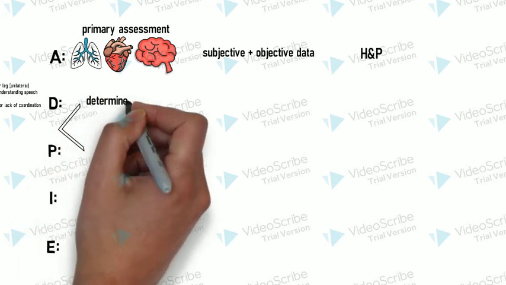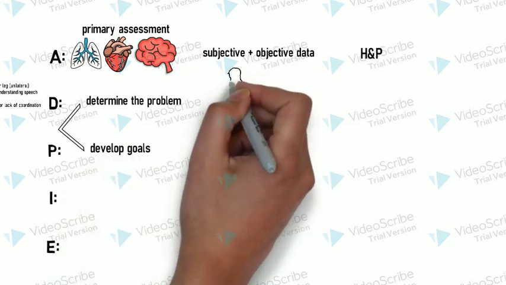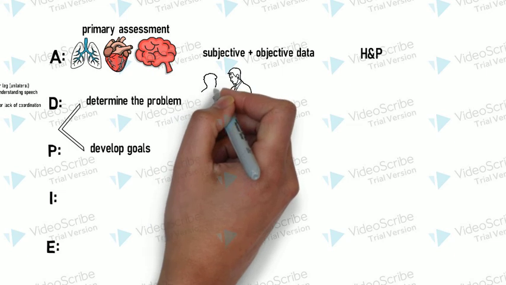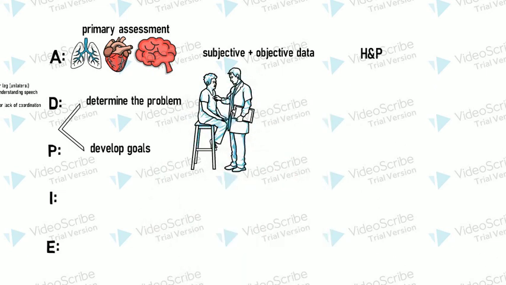Nursing diagnosis and planning helps determine the problem the patient is facing and develops goals with the assistance of the patient and his or her family or caregiver. It's important to involve the patient in his or her care and goal implementation because it gives them feelings of independence and autonomy.